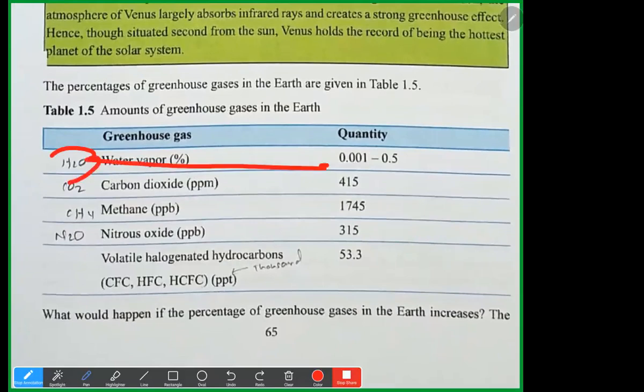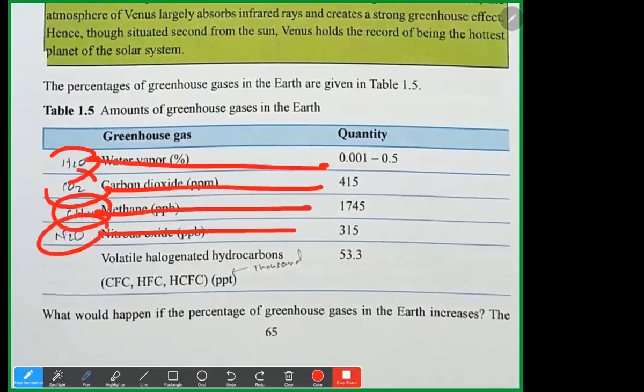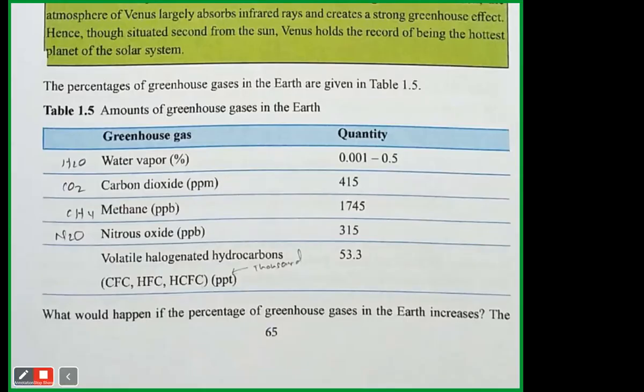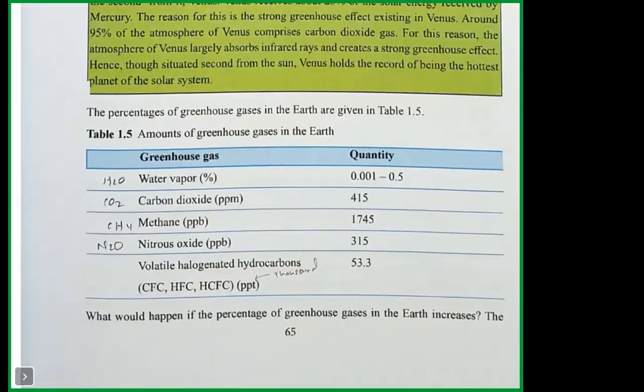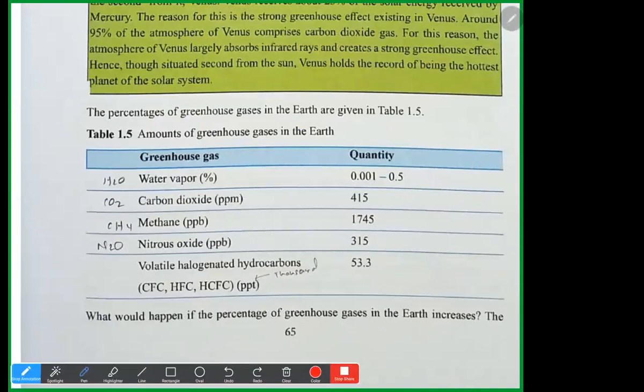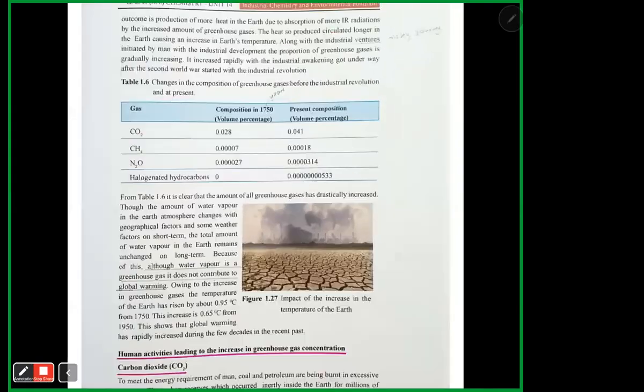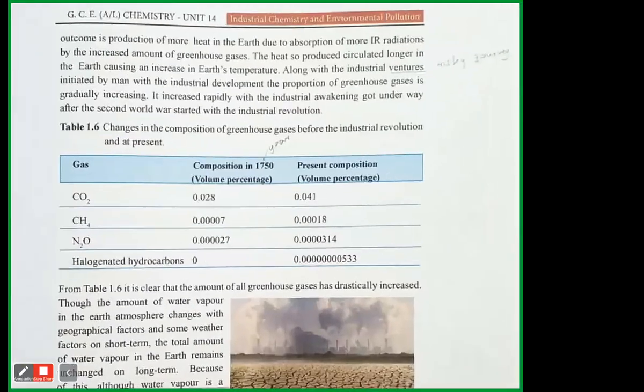Water vapor quantity, carbon dioxide quantity, CH4, N2O. It's not necessary to remember these, but just get this general idea of the greenhouse gases and how much quantity is there. So they were given as percentage, parts per million, parts per billion. What is PPT? That's parts per thousand.